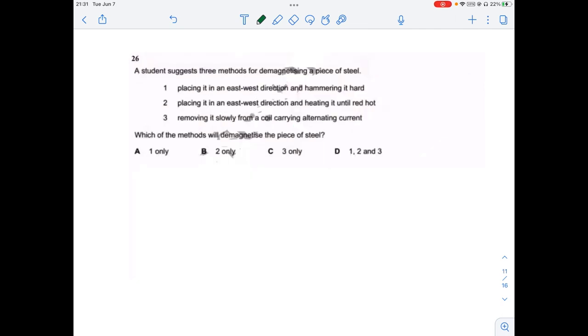Now coming to the next question, a student suggests three methods of demagnetizing a piece of steel.